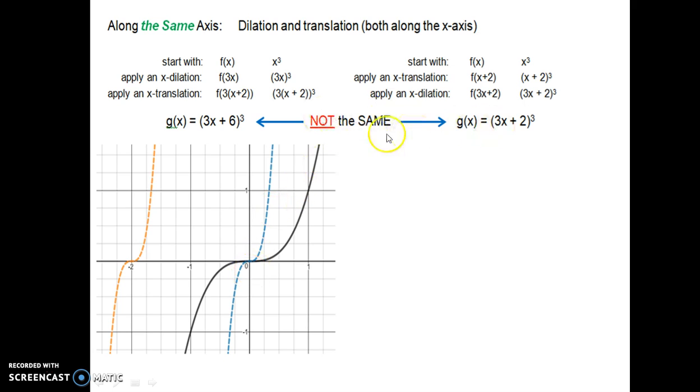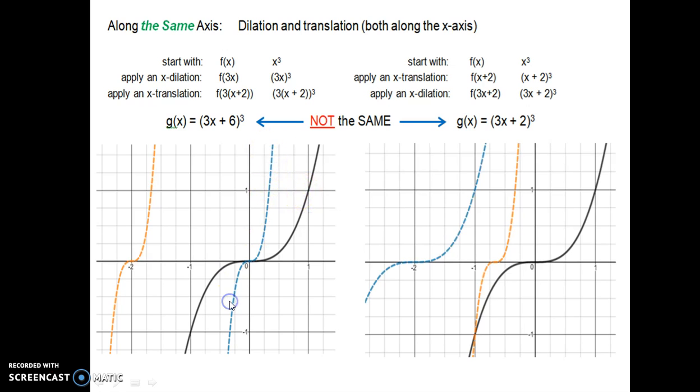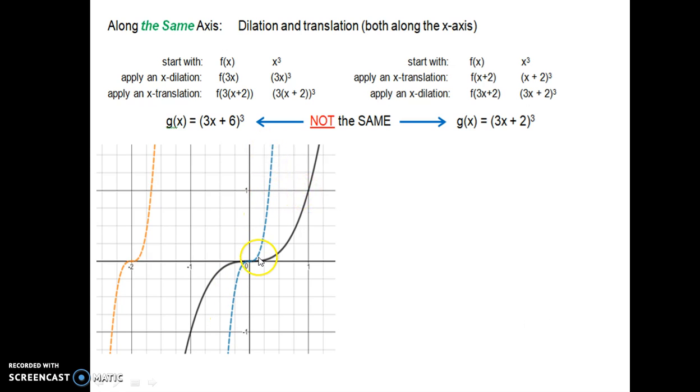And again, the reason they're different is because they were both done along the same axis. So here we had the original black. First we dilated it, so we compressed it on the x-axis. So compressed it became this thinner function here. And then we did the translation. So that thin one moved to here, ended up right here.